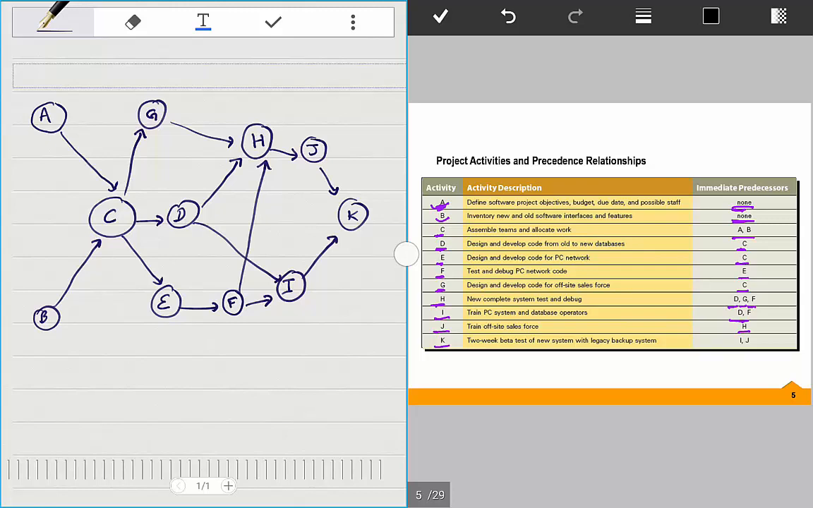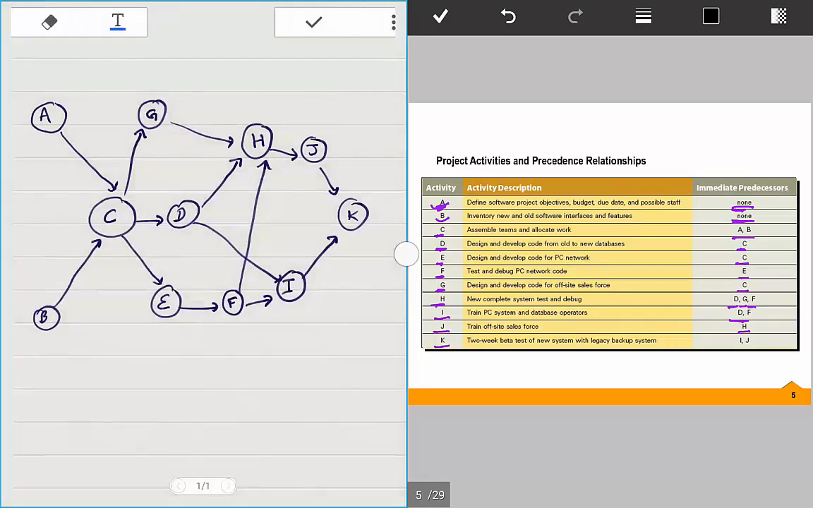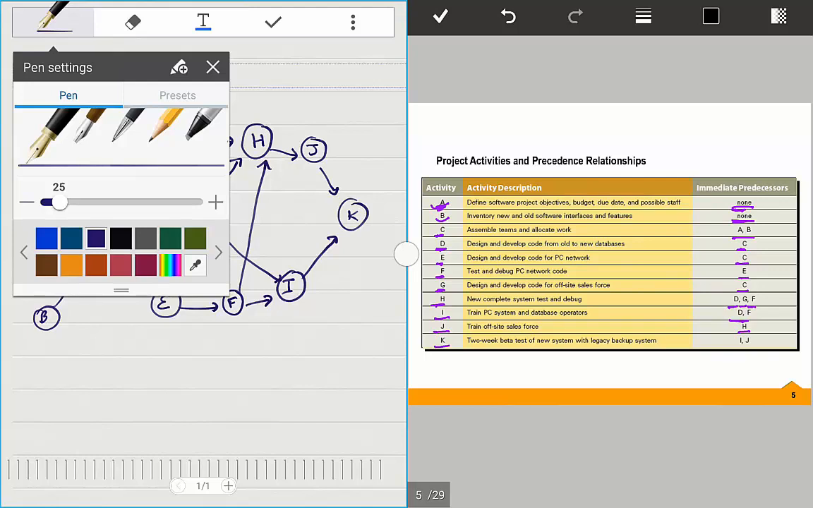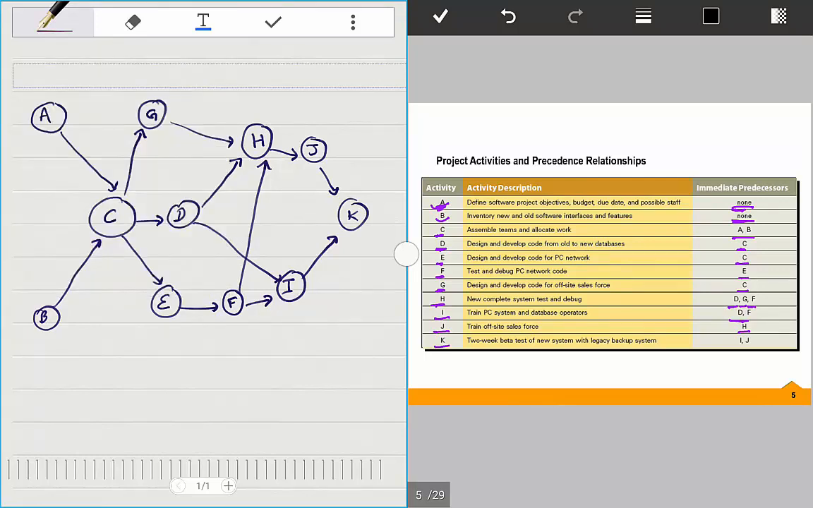So this is what we call project networks. The very good thing about project networks is that it's very simple at first, and it has a lot of information, and we can do a lot of interesting stuff with this. The first thing is we only have to know the immediate predecessor. We have to know that to get started on C, we have to finish A and we have to finish B.